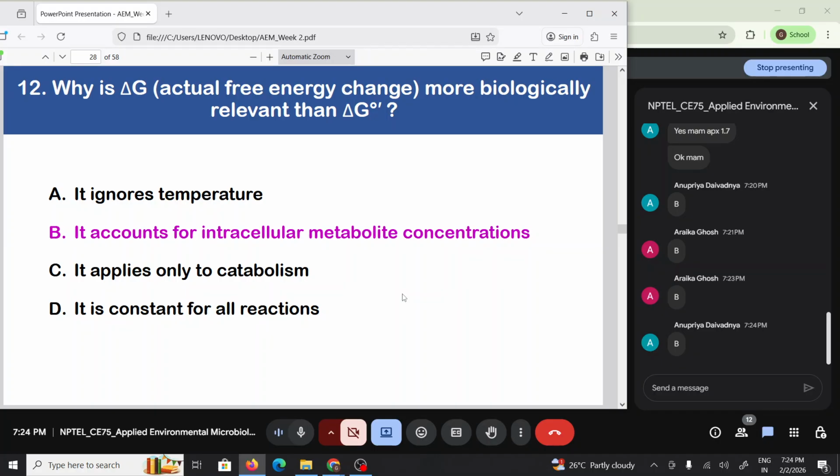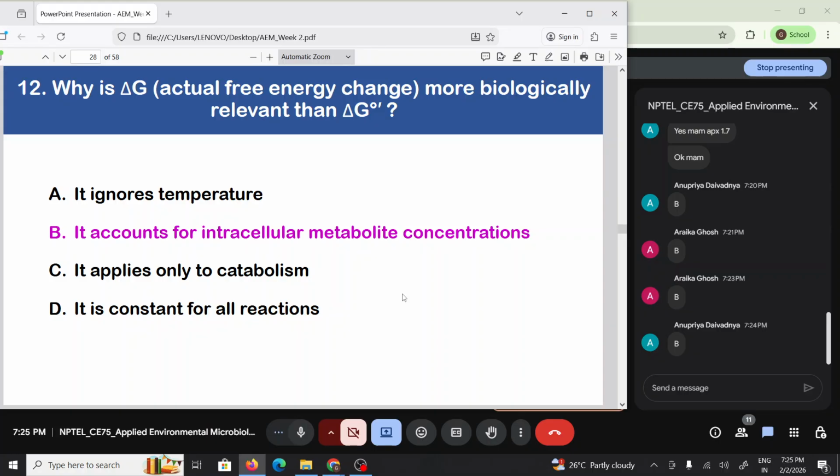So both del G and del G naught prime are going to talk about the Gibbs free energy or the standard free energy change only. But in case of del G naught prime, it is the standard free energy change at specified conditions of 1 molar concentration of the reactants and products, 1 atmosphere pressure, and 298 Kelvin temperature. So this is the standard reference point at which you have to calculate your del G naught prime. But when you talk about del G, this doesn't follow any standard condition. It just goes with the condition where the cell is present only.